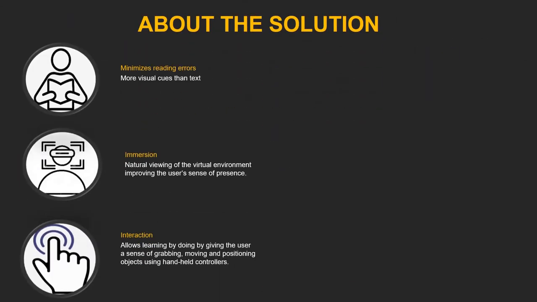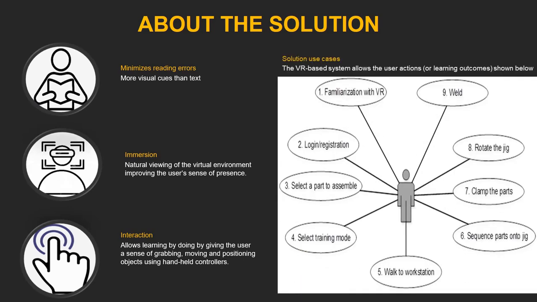Our solution minimizes reading errors by making use of color and other visual cues. It increases the user's sense of presence through head tracking, allowing walking and bending. It provides easier user modes of interaction, enabling complex actions such as grabbing and other movements seen on the previous video. The image shows use cases or learning outcomes that were intended, but not all of them were built into the prototype we are about to present.